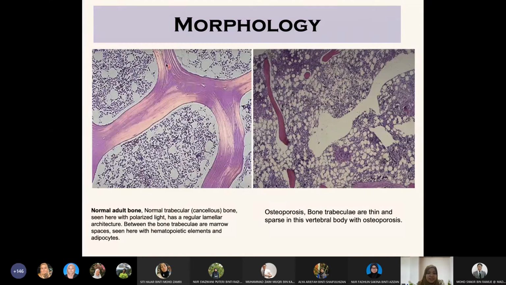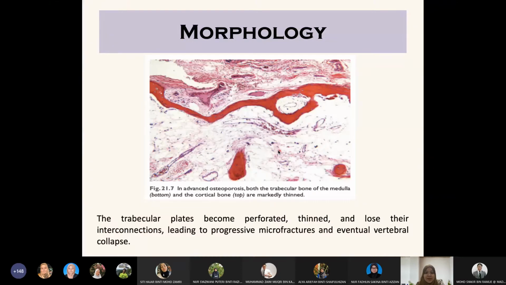Okay, for the histology, this is the normal bone. This is the osteoporotic bone. This is your marrow, and this is the trabeculae. Look at it; it has very nice trabeculae. But what happened here? There is trabeculae, however, it is thin and it is sparse. So histologically, it is normal, however, it is reduced in number, very thin and very sparse. Okay, so this is osteoporotic bone histologically. This is another picture showing thin and sparse trabeculae.